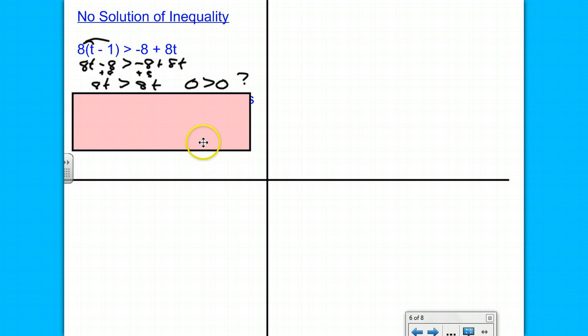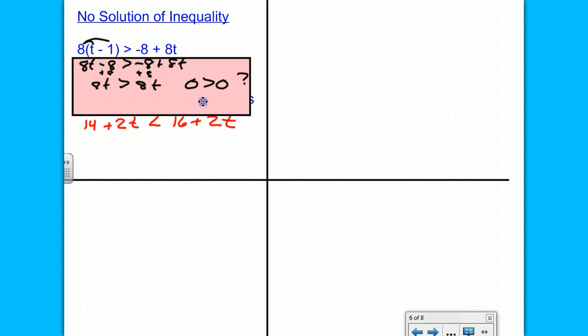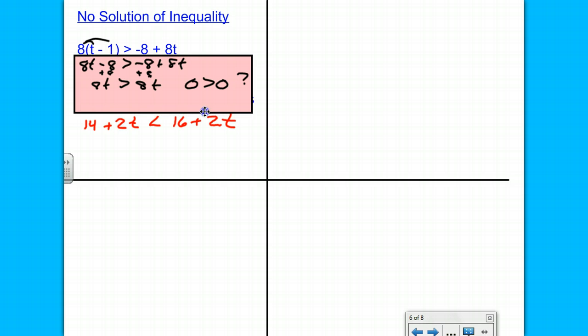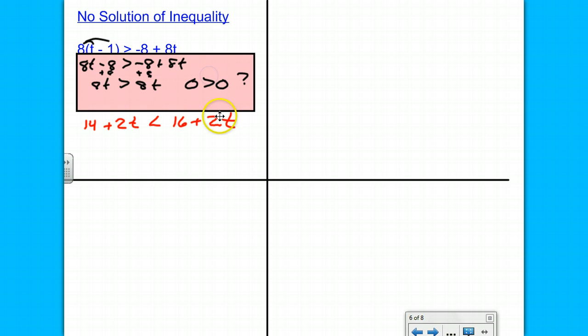Okay? And then the second thing that we could have is this type of thing. I'm covering the answer, basically, so leave a little space. And let's try this one. It says 14 plus 2t is less than 16 plus 2t. So what might a person do to solve this one, Anthony?